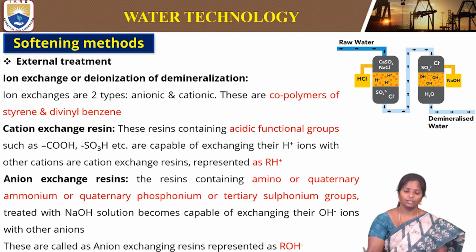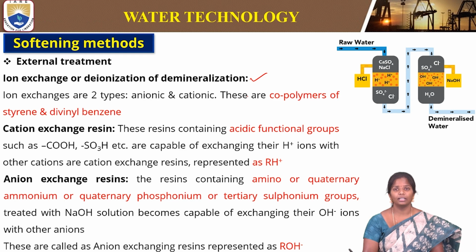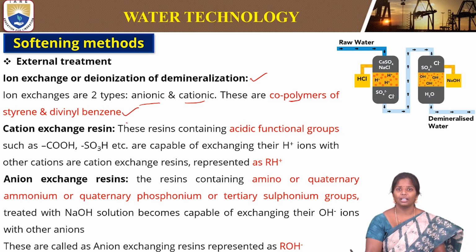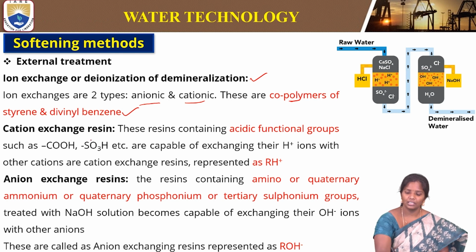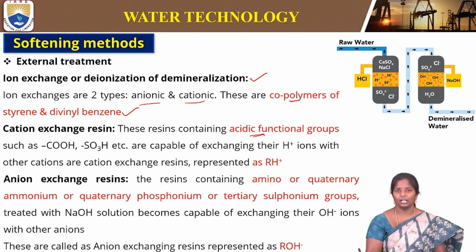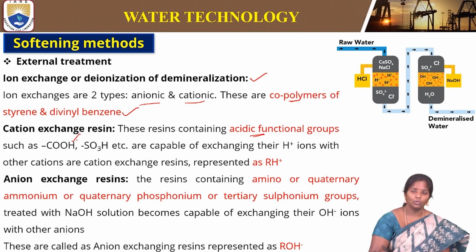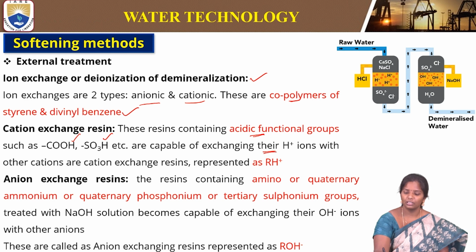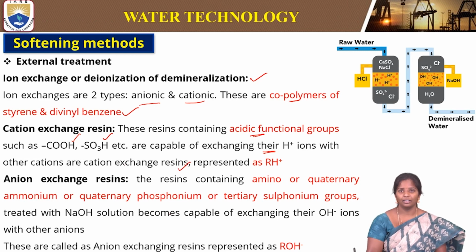So, external treatment. In external treatment, ion exchange or deionization or demineralization is used. There are different types of ion exchangers, like cation and anion exchangers. These are copolymers of styrene and divinyl benzene, used as cation and anion resins. So what is a cation resin? The resin containing acidic functional groups like COOH or SO3H, ending with H+ ions, is capable of exchanging its H+ ions with the cations present in the hard water, and is called a cation exchange resin. This is represented as RH+.